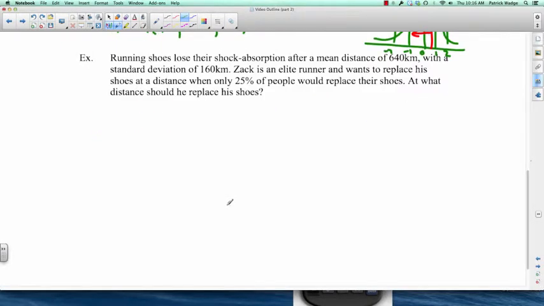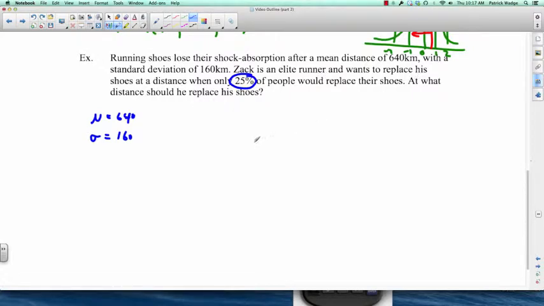Last question. It's kind of the opposite sort of question this time. So what it says is running shoes lose their shock absorption after a mean distance of 640 kilometers. I'm going to write this down. The mean is 640, with a standard deviation of 160 kilometers. Zach is an elite runner and wants to replace his shoes at a distance when only 25% of people would replace their shoes. At which distance would he replace his shoes?